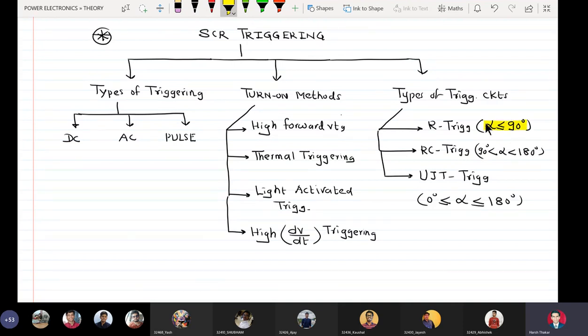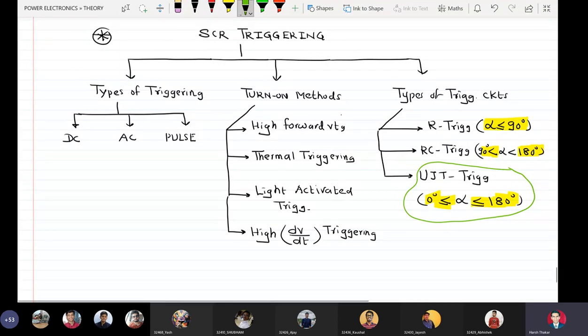So alpha is less than or equal to 90 degrees. If you use RC triggering, you will have alpha greater than 90, but you will not reach 180. UJT triggering is the best. You can have alphas ranging from greater than or equal to 0 to less than or equal to 180. That is why UJT triggering is always preferred in all the circuits.